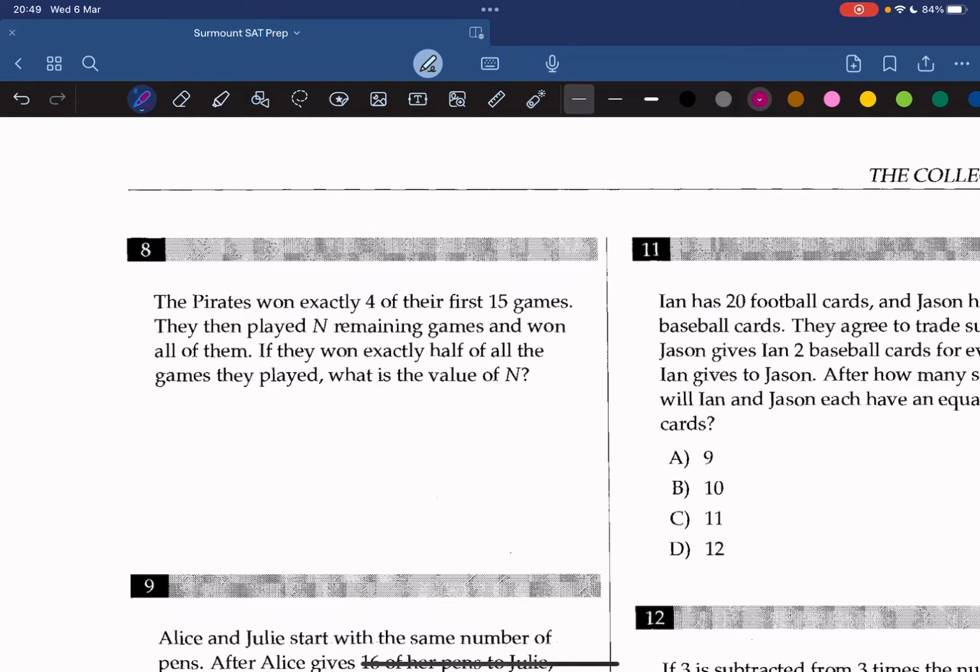The Pirates won exactly 4 of their first 15 games. They then played n remaining games and won all of them. If they won exactly half of all the games they played, what is the value of n? So we know that (4 + n)/(15 + n) is equal to 1/2. So what we can do is cross multiply. We get 8 + 2n is equal to 15 + n. So n is equal to 7.